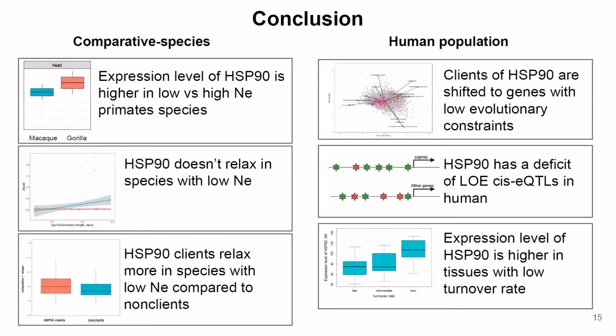To sum up, we observed several lines of evidence at both the comparative species and human population levels that HSP90 can work as a buffer of mutational burden.